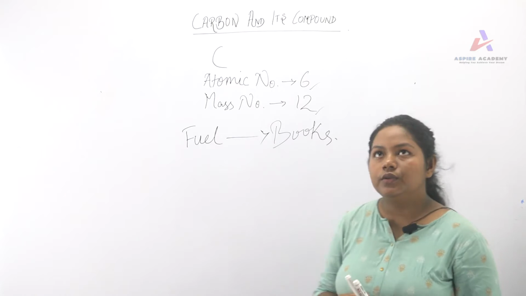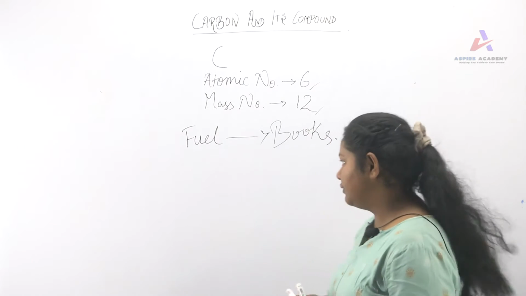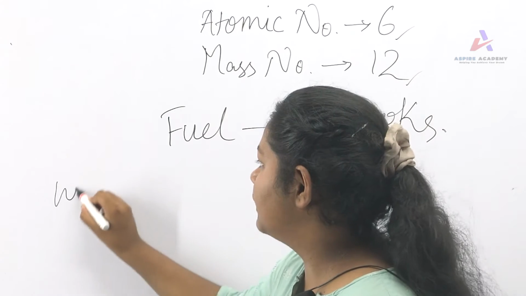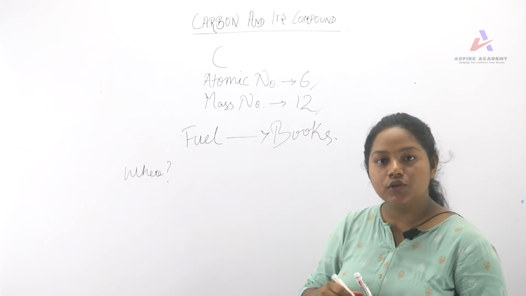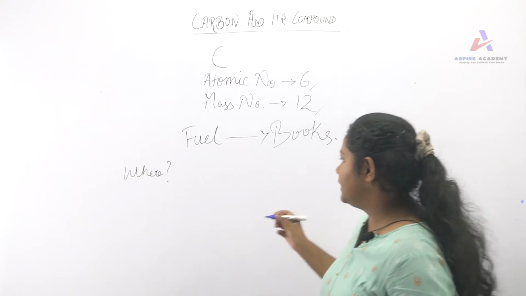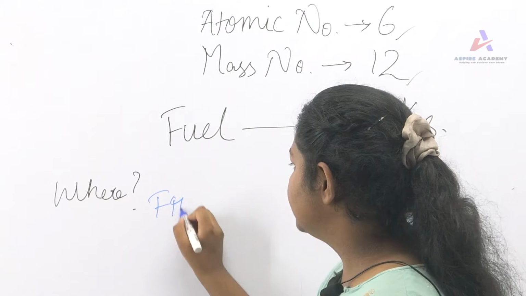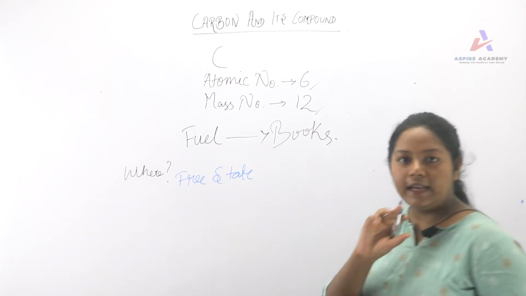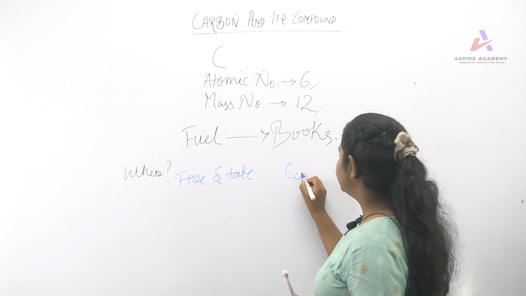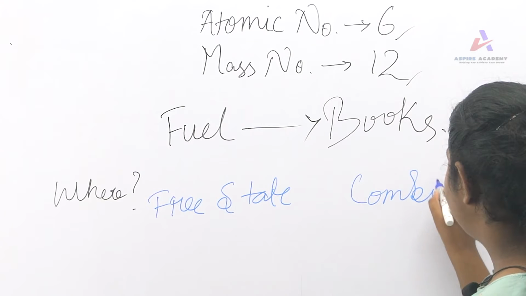Now we need to know where carbon is found. It is found in two forms: one is in free state and the other is in combined state.